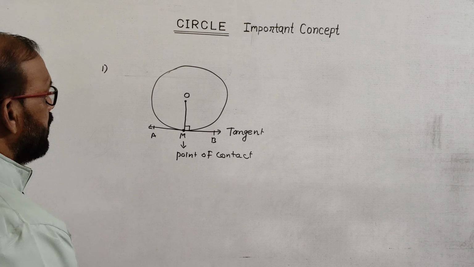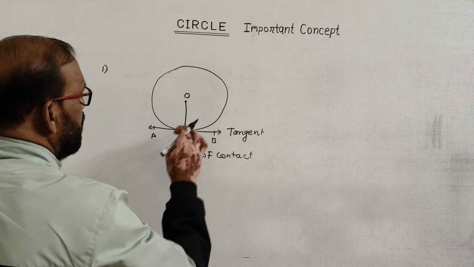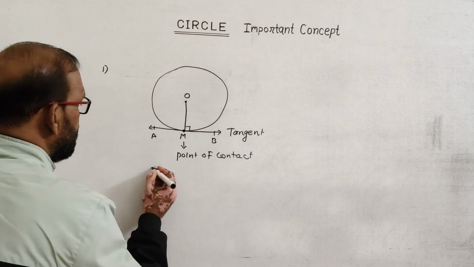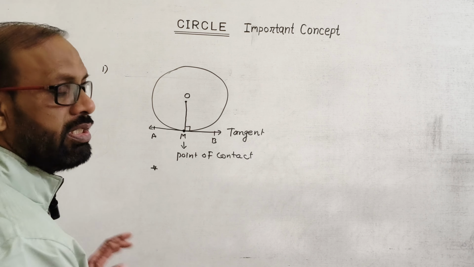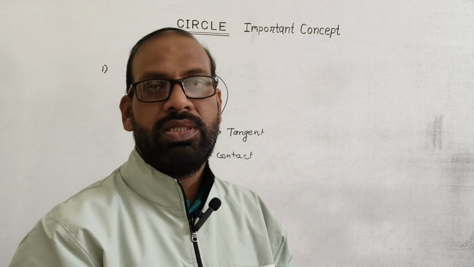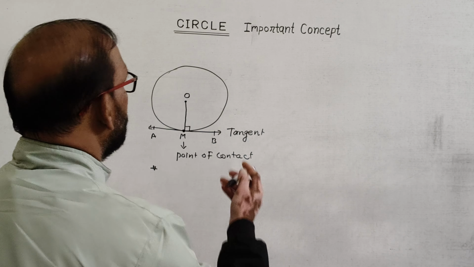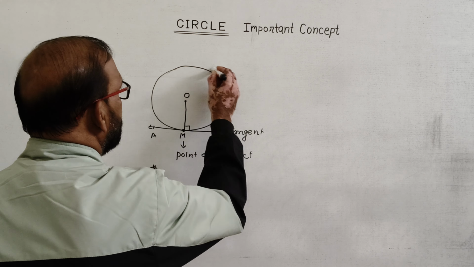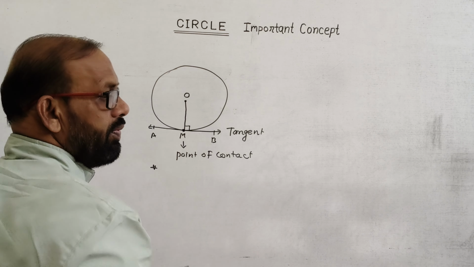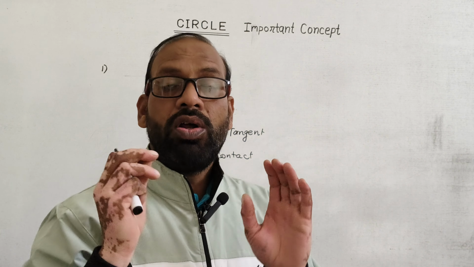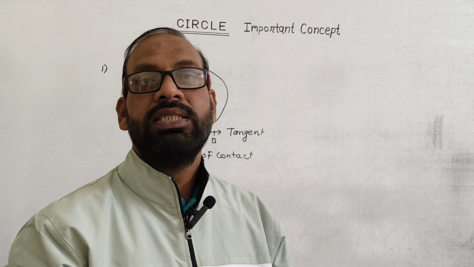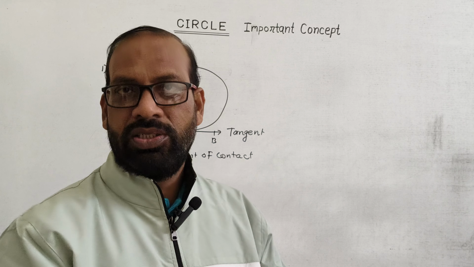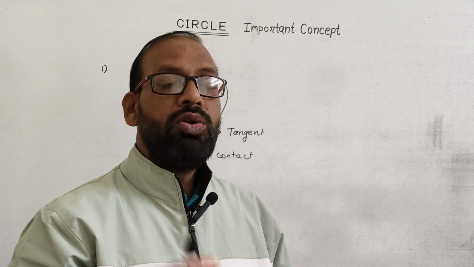Now one more thing, suppose this is a circle. So the question is, how many tangents can be drawn to the given circle? Okay, we can draw infinite number of tangents like this, like this, like this, like this for a given circle. So for one single circle, how many tangents can be drawn? Infinite tangents.